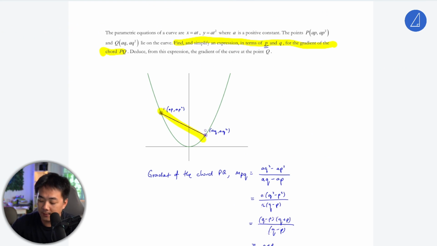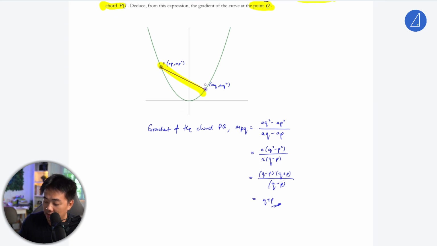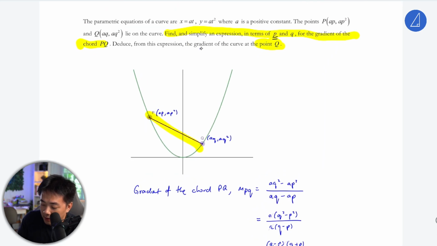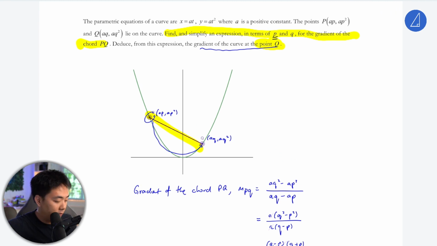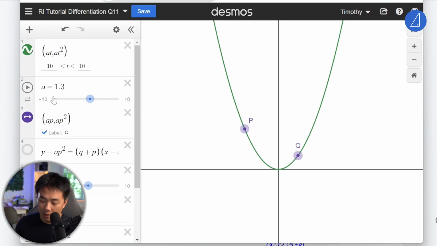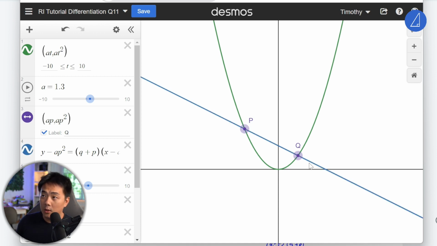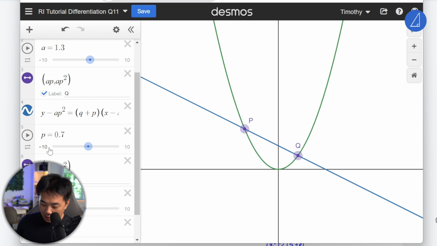Now deduce from this expression the gradient of the curve at point Q. From this expression, how do we make sense of it? What you should understand is that if you want the gradient of the curve at point Q, you should move P closer to Q. Let me visualize this for you. Say you have two random points here. You just draw a chord, which gives the gradient between P and Q. We could fix P or Q, it doesn't matter.